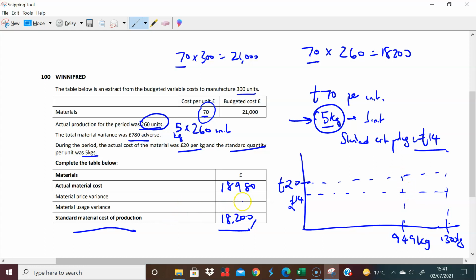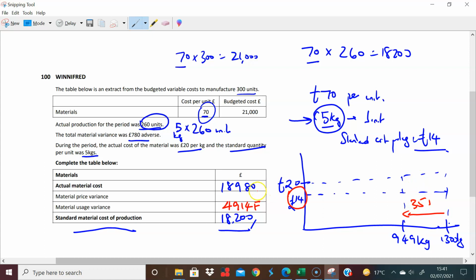So in terms of a usage variance, now I'll just change my pen color. This is telling me that you should have used 1,300, but you used 949. So the usage variance is the difference between these two. So 1,300 minus 949 gives us 351. So 351 times the standard of 14, because 14 pounds is what you're paying per kilogram, gives us 4,914. So we have a favorable variance of 4,914, because you used less than you should have.